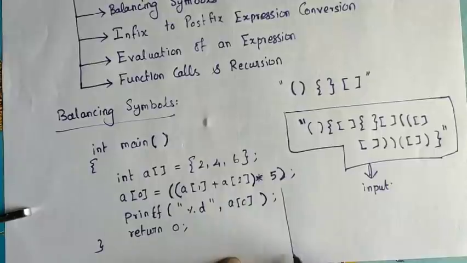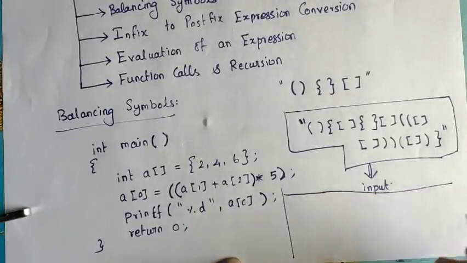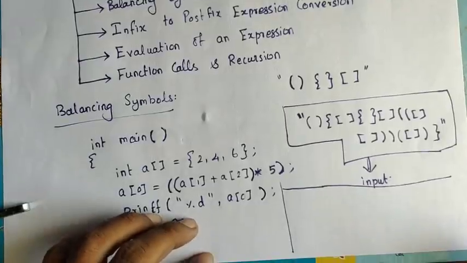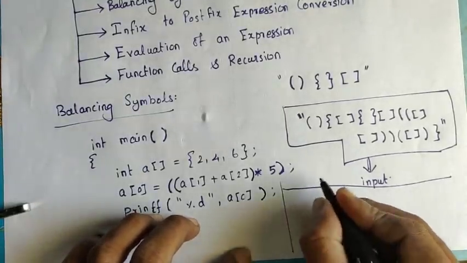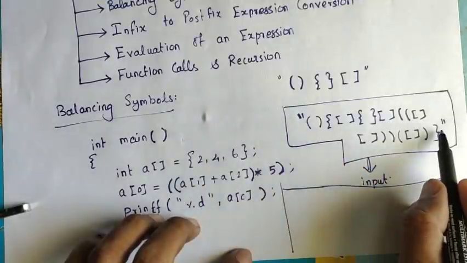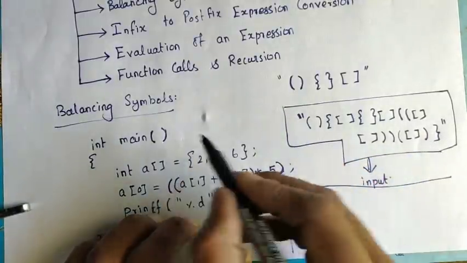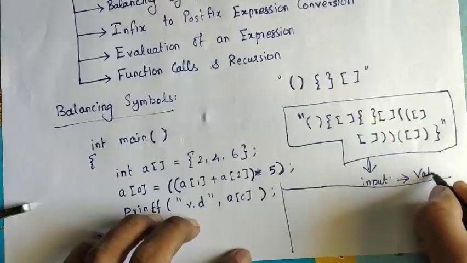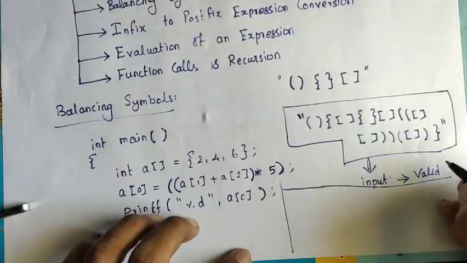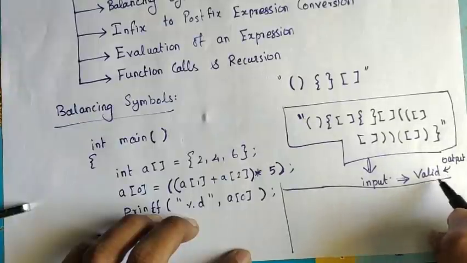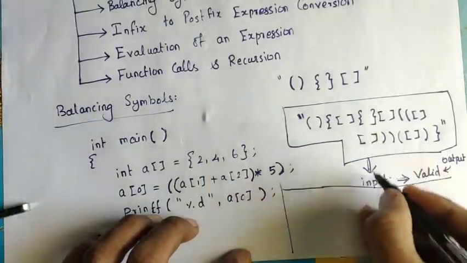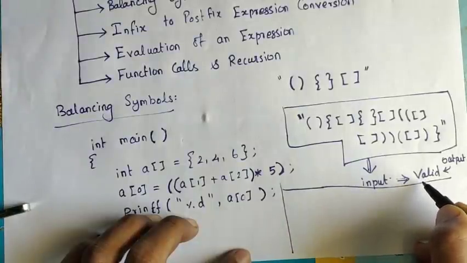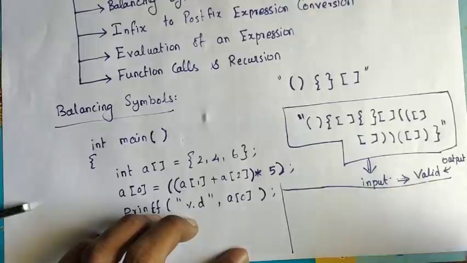What is the algorithm result? How is it going to work? Suppose you give this as an input to the algorithm for balancing the symbols. It will show the output as valid, or balanced. So this is the output of my algorithm. The output is either valid or not. If this is the input, the algorithm is going to say whether this is balanced or not. Balanced means valid or not.